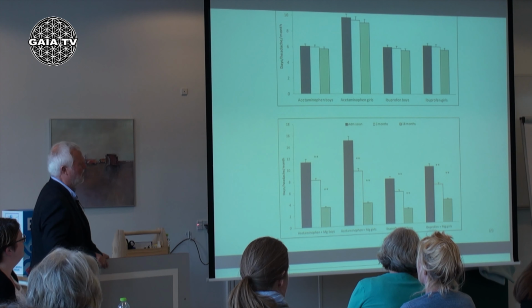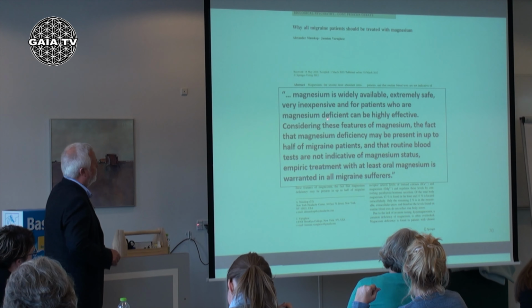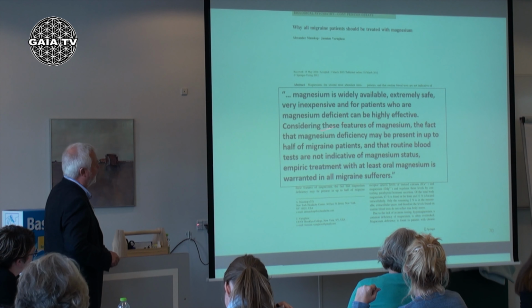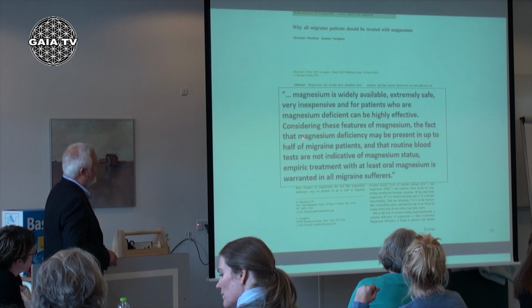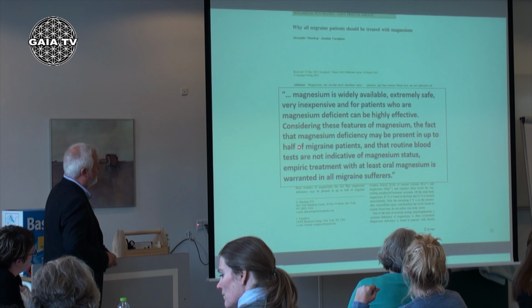And there is a newer editorial on that, why all migraine patients should be treated with magnesium. You see, magnesium is widely available, extremely safe, inexpensive, and for patients who are deficient can be highly effective. Since magnesium deficiency may be present in up to half of migraine patients, and routine blood tests are not indicative of status, empiric treatment with at least oral magnesium is warranted in all migraine sufferers. So this is now the treatment of choice.